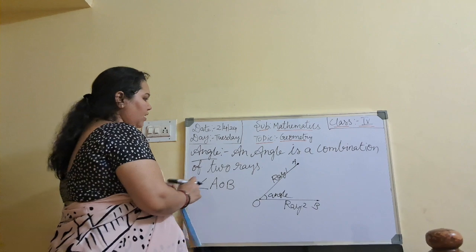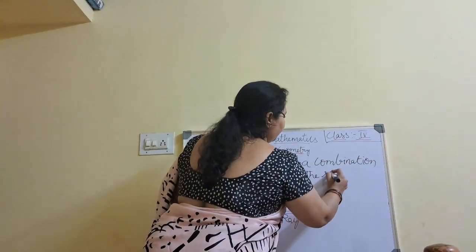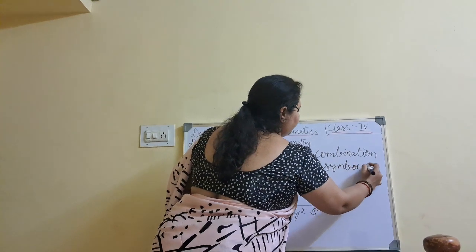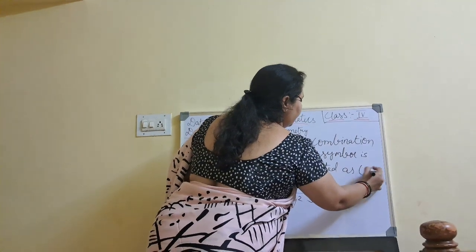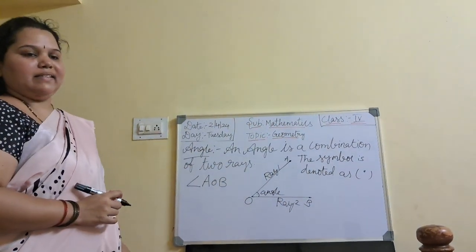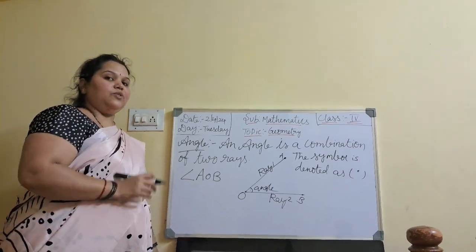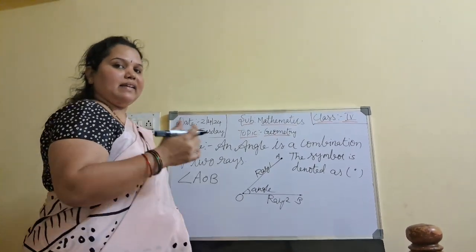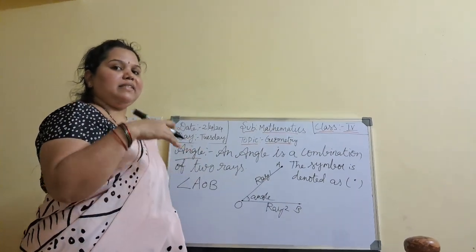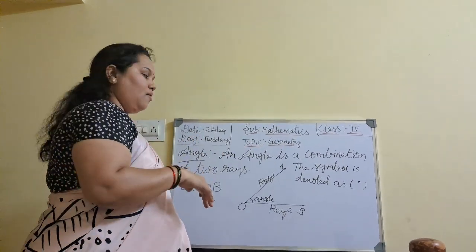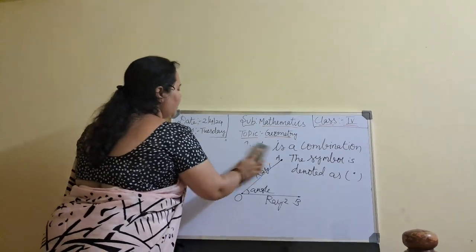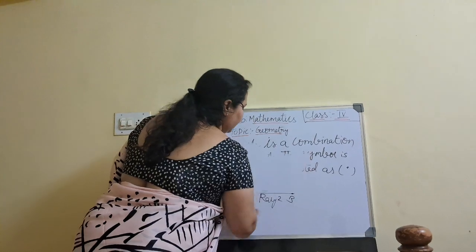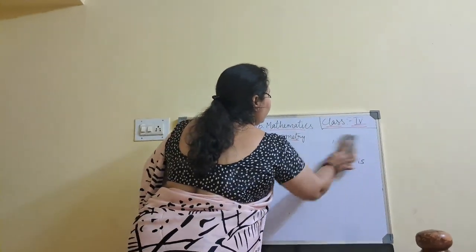And then the symbol is denoted as degree, like this. The symbol is denoted as degree, and then we can use a protractor for the inner side and outer side. Inner side means right side, outer side means left side. Okay, this is the angle. Now we can learn about types of angles.